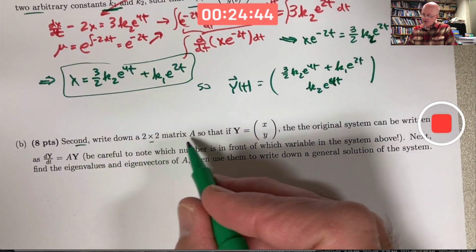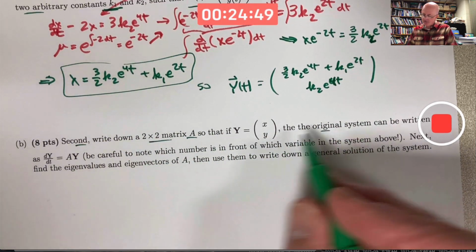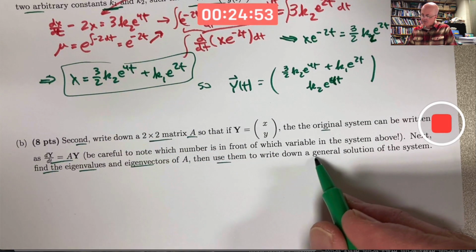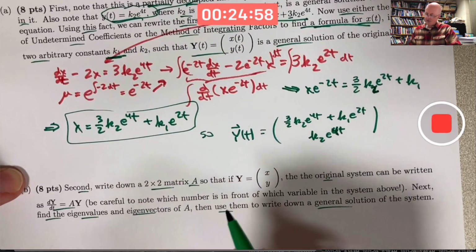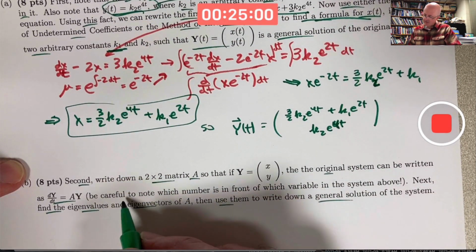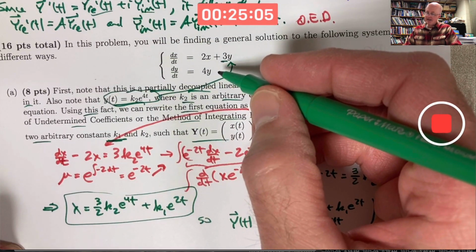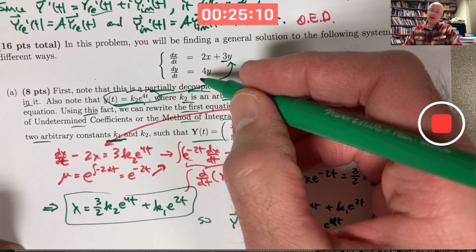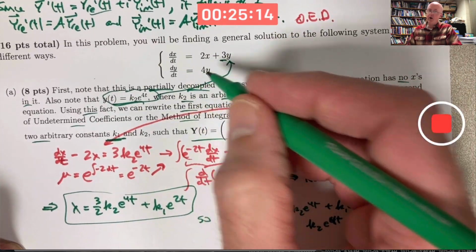Second, write down a 2 by 2 matrix A so that if y is this vector, then the original system can be written like this. Then find the eigenvalues and eigenvectors and use them to write a general solution. So that's actually using eigenvalues and eigenvectors. Careful to note which number is in front of which variable. This 4 is in front of a y. It's under the x, so you might get confused and write down the wrong matrix because of that. You might think it's 2, 3, 4, 0, but it's in front of a y, so it's really 2, 3, 0, 4.